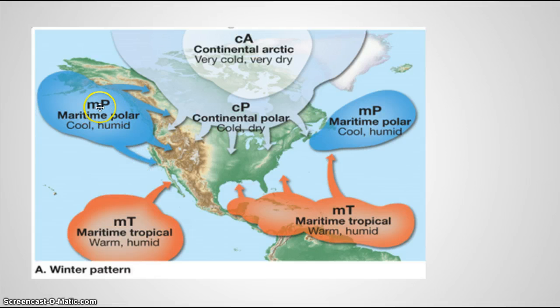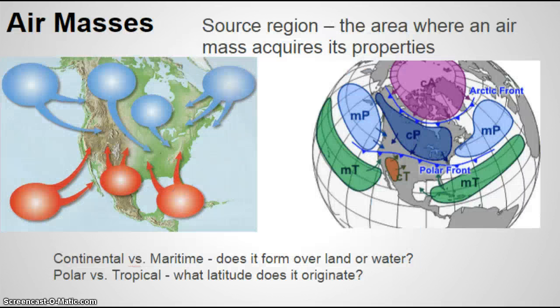Let's go back to the picture here. So I have maritime polar. Maritime tells me that it got its characteristics from a body of water, so it's going to have the humid feature. And polar tells me it's going to be cool. I have continental polar, cold and dry. Continental tells me dry; polar tells me cold. But I can also have these polar vortexes, or these extreme conditions where the jet stream dips really far down south, and we have the continental Arctic, with a small c and capital A. Very cold, very dry conditions. So the source regions dictate the conditions or the properties that the air mass actually has.